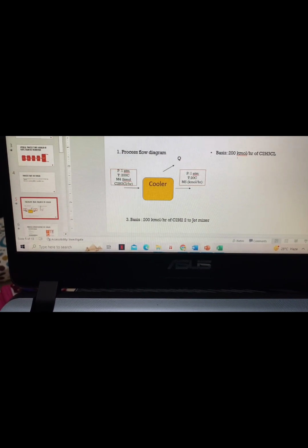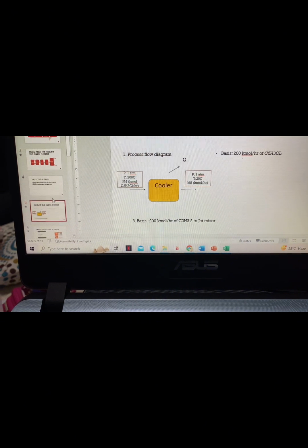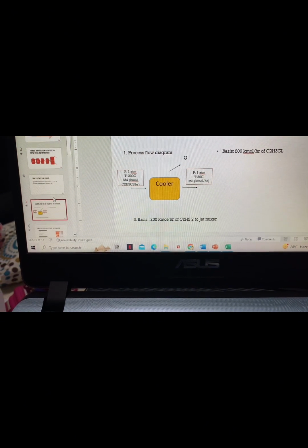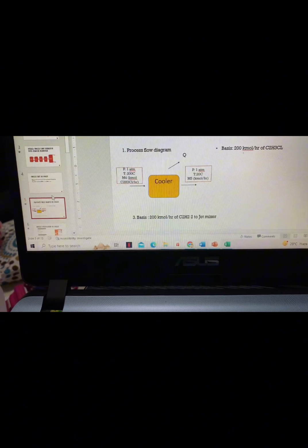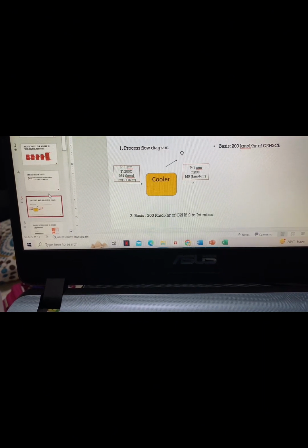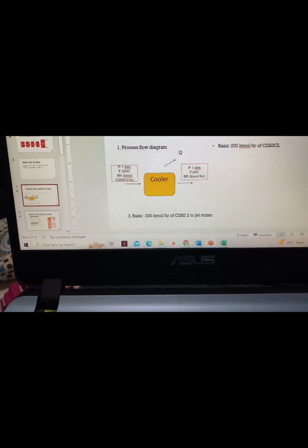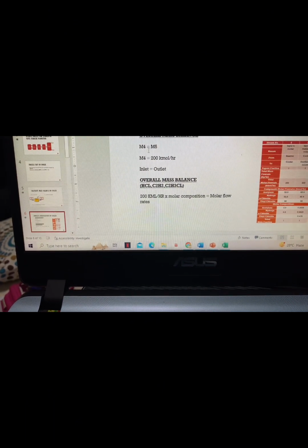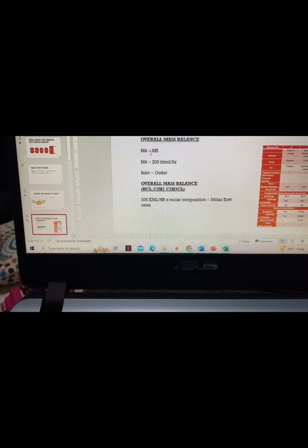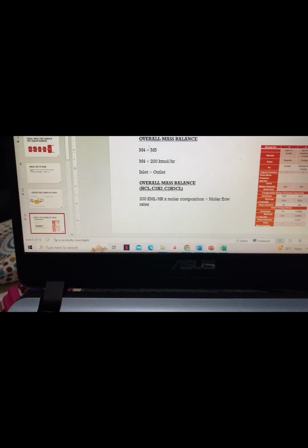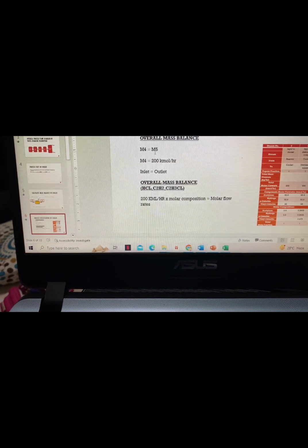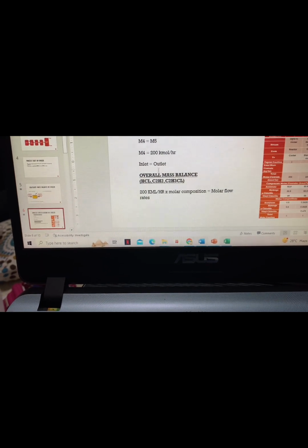For the cooler, since there is no splitting, the mass balance from the reactor until it exits the cooler is the same. Therefore M4 equals M5. M4 is from the reactor, M5 is from the cooler, inlet and outlet.